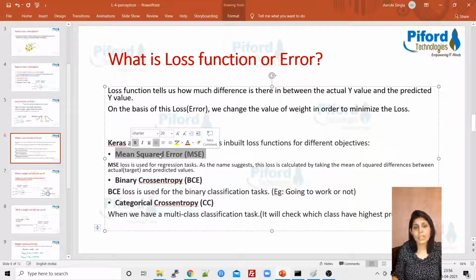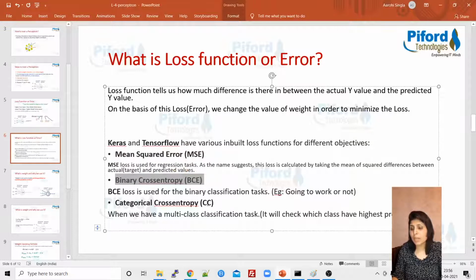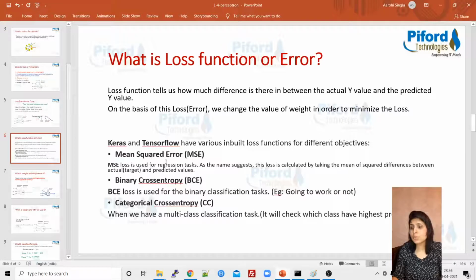In the same way, in deep learning also we have loss functions. One is MSE, one is binary cross entropy, and another is categorical cross entropy. So when to use mean square error? When you are working on regression problems. Suppose you are using an algorithm for a regression task and you want to know how much loss there is, then you can use the mean square error loss function.